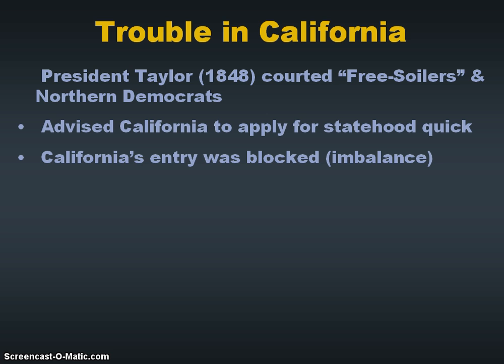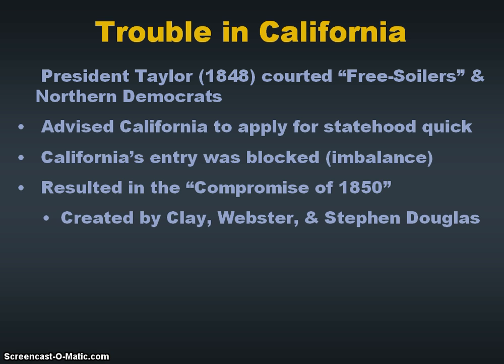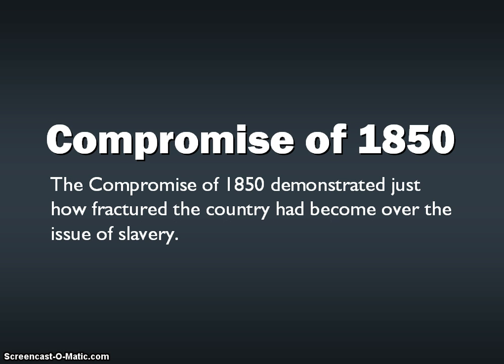But they pick up on that, and it's blocked. So there is an imbalance, and they lock up, just like the government is so prone to do right now. They refuse to give in on either side to any great extent. And so they're just butting heads until Henry Clay and Daniel Webster and Stephen Douglas create something called the Compromise of 1850. And the 1850 Compromise just demonstrates how fractured the country had become over the slavery issue.